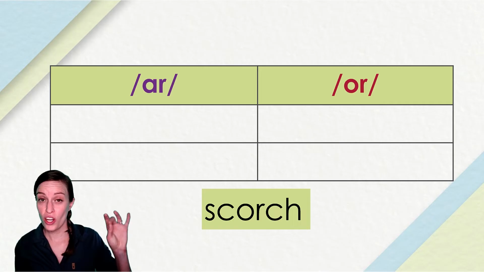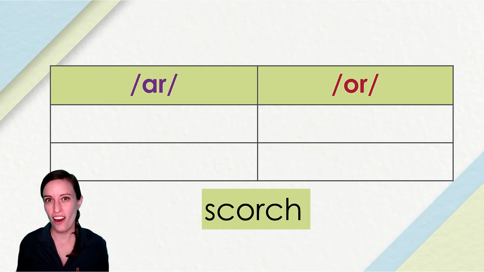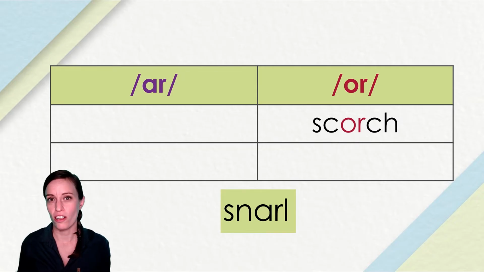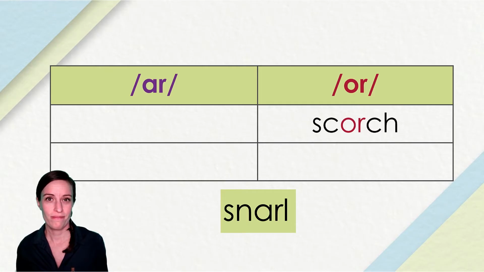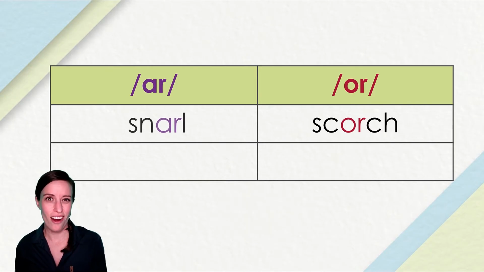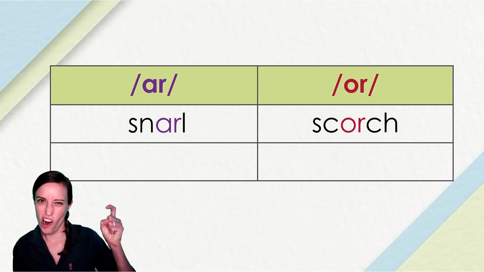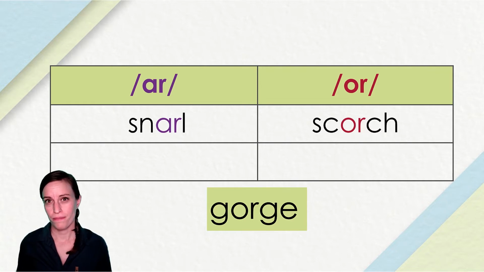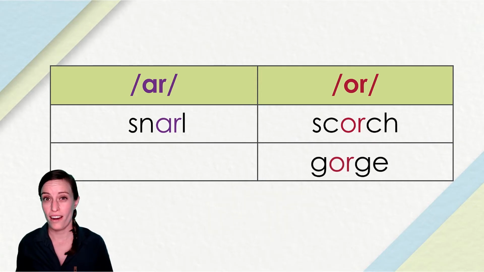Scorch, sk, or, ch, has the R-controlled vowel OR. Let's look at our next word. Snarl. What vowel sound do you hear in snarl? Snarl has the R-controlled vowel AR. This word is gorge. What vowel sound do you hear in gorge? Gorge has the R-controlled vowel OR, made by the R controlling the O.